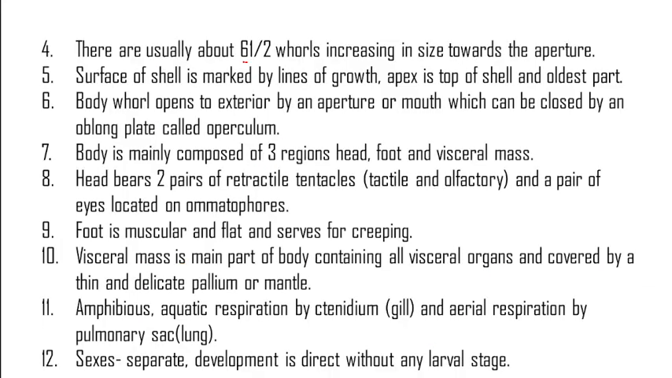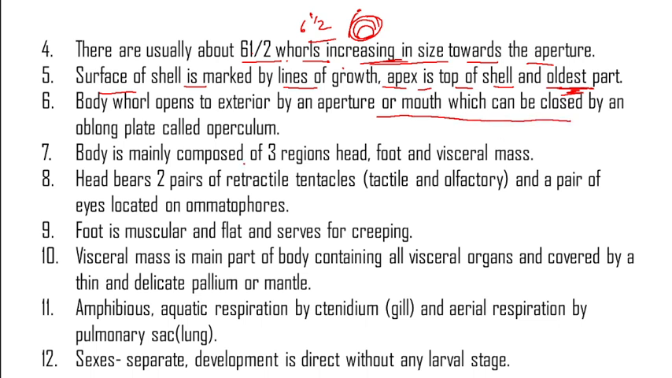There are usually about 6.5 whorls, increasing in size towards the aperture. Okay, 6.5 whorls होते हैं, whorls मतलब इस तरह से ये whorls होते हैं, and increasing in size towards the aperture, सबसे ऊपर की साइड में अपर्चर होता है तो साइज इंक्रीज होता रहता है। Surface of shell is marked by lines of growth. Apex is top of shell and oldest part, जो एपेक्स का पार्ट होता है वो वाला जो whorl होता है that is the oldest. Body whorl opens to exterior by an aperture or mouth which can be closed by an oblong plate called the operculum.